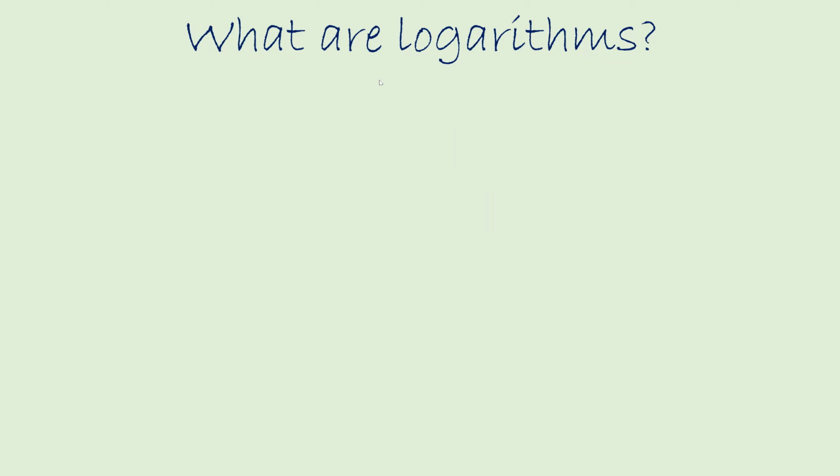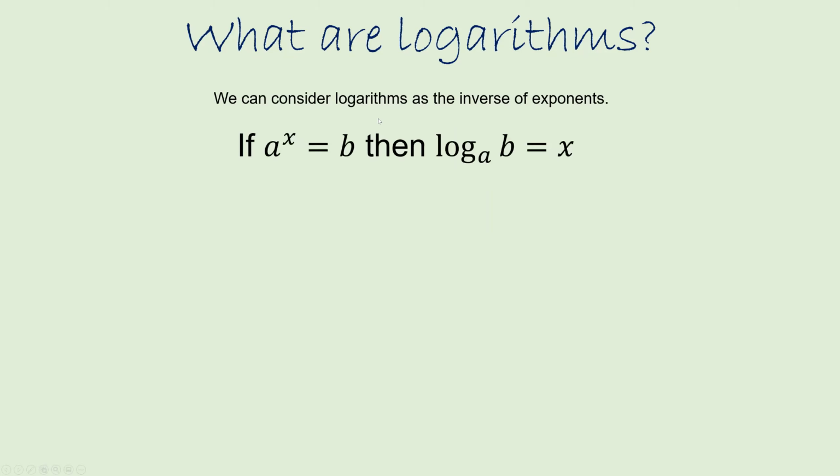So firstly, we would consider logarithms as the inverse of exponents. So if a to the x is b, then the log, and log is just an operation, that's what we call this, the logarithm base a of b is equal to x. Notice what's actually happened here. The a stays as what we call the base, the base of the log, or the base of the exponent here. So that stays as the base.